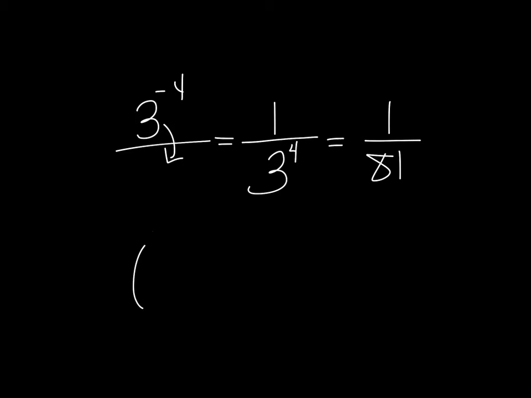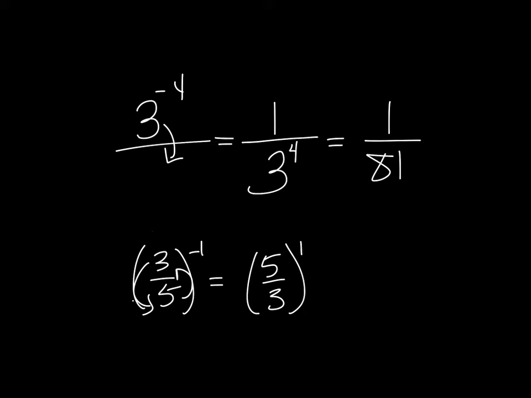Also, if we had a fraction to a negative exponent, then what's going to happen is it moves everything. If it's on top, it goes to the bottom. If it's on bottom, it goes to the top. So now I'm going to have 5 over 3 to the positive 1, because I flipped it, and that positive 1 doesn't do anything, so I can just write that as 5 over 3.